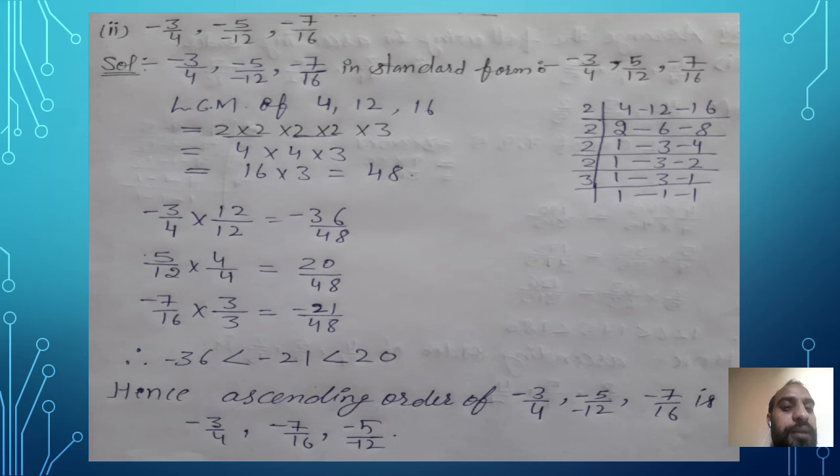Then second is minus 7 upon 16. Third is minus 5 upon minus 12. So this is the ascending order. Once again I am telling you, ascending means first we need to write the smaller number, then the greater number. So in this way we can arrange the given rational numbers in their ascending order.